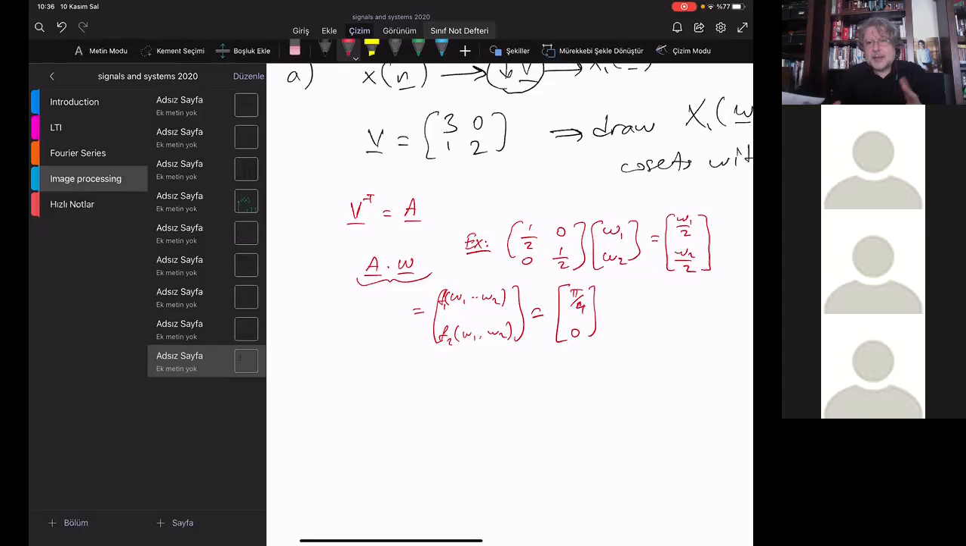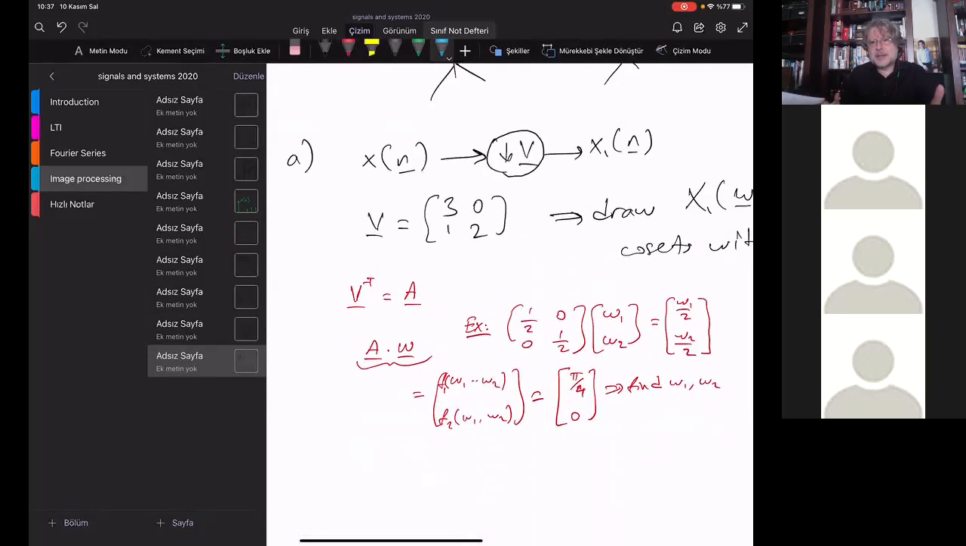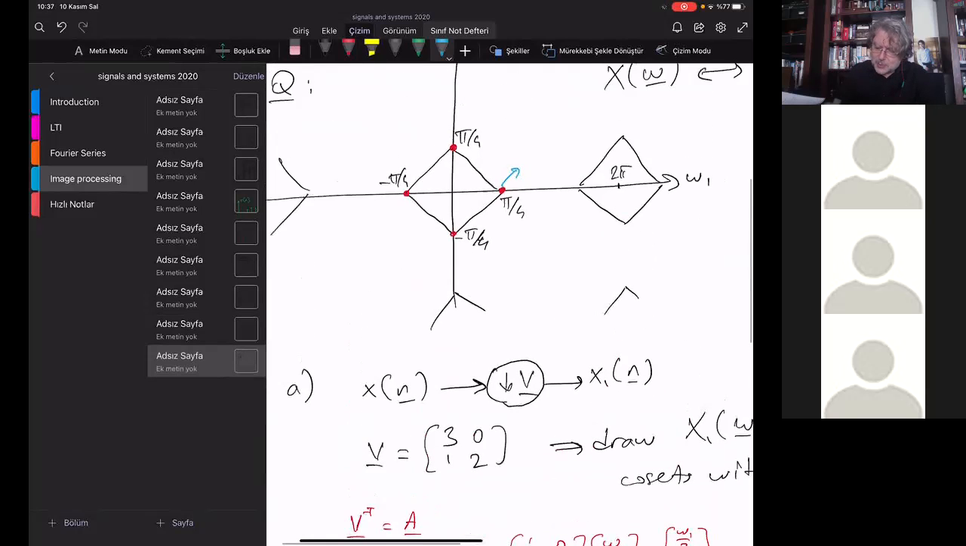Okay. And then you will find the point of omega, the new omega 1 and omega 2. Find omega 1, omega 2. That will be the point which converts this pi over 4 by 0. Okay, you make this equation. There are 2 unknowns, omega 1 and omega 2, and there are 2 equations, the top and the bottom equation. From there, you solve for omega 1 and omega 2, and that will be the omega 1, omega 2 where this pi over 4 by 0 point will go.